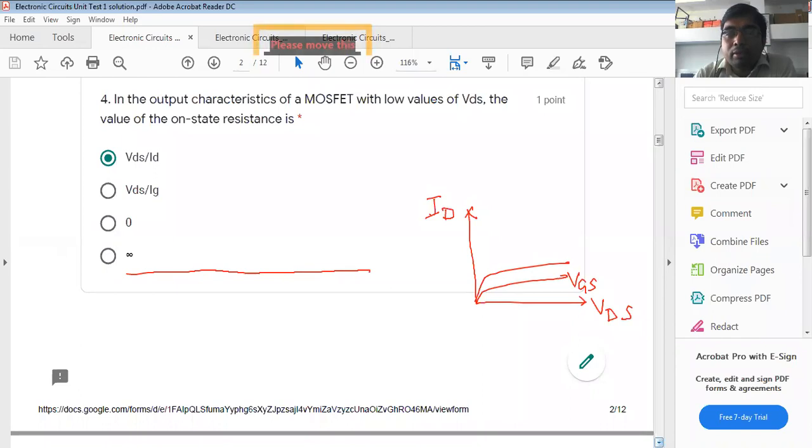As per Ohm's law, it is voltage upon current. At the on state, the active current is the drain current ID, and the voltage across the MOSFET output terminals is the drain to source voltage. So the correct answer is the first option, VDS upon ID. Okay. Those who feel any difficulty in any question regarding concepts, you can ask immediately.